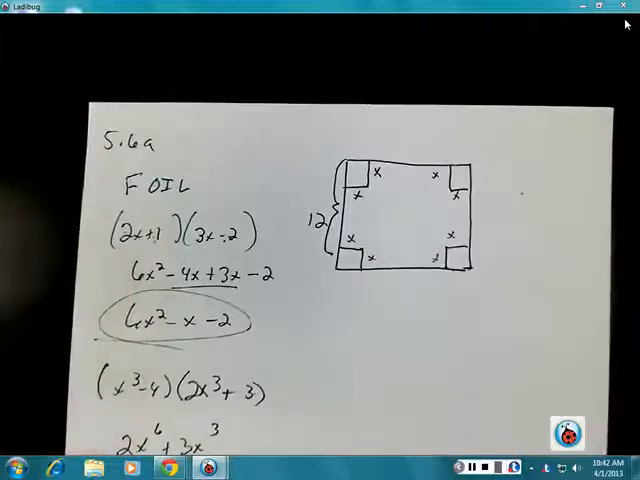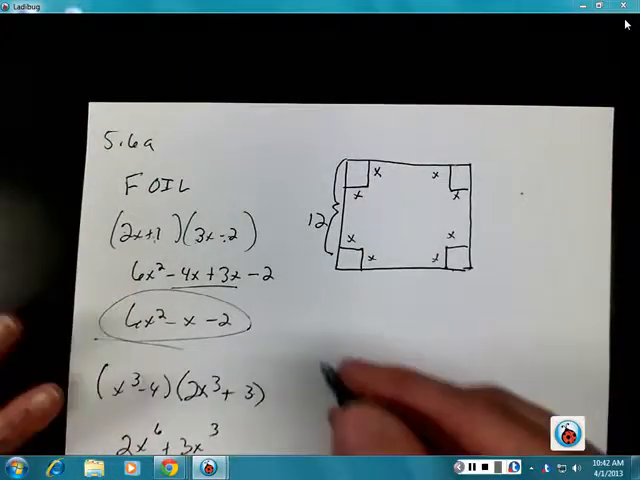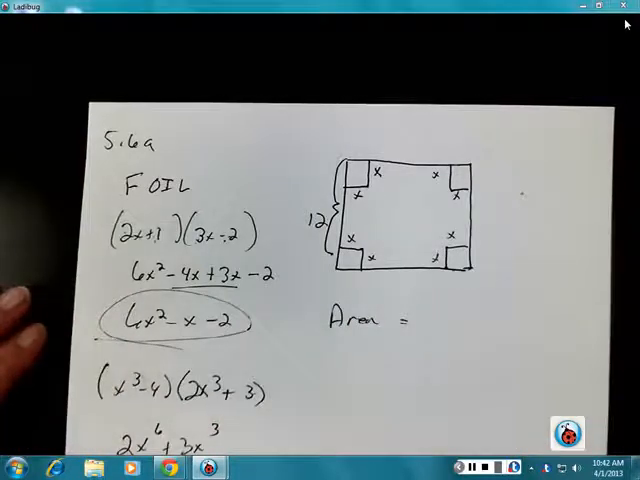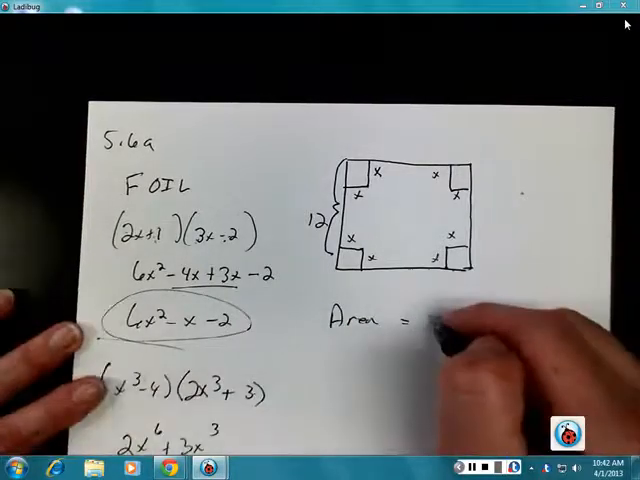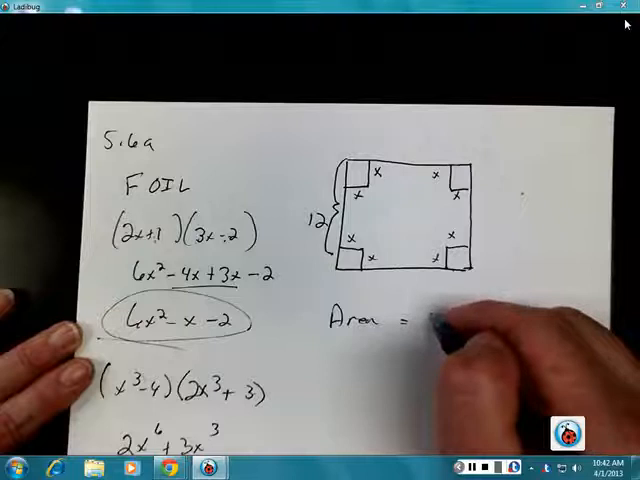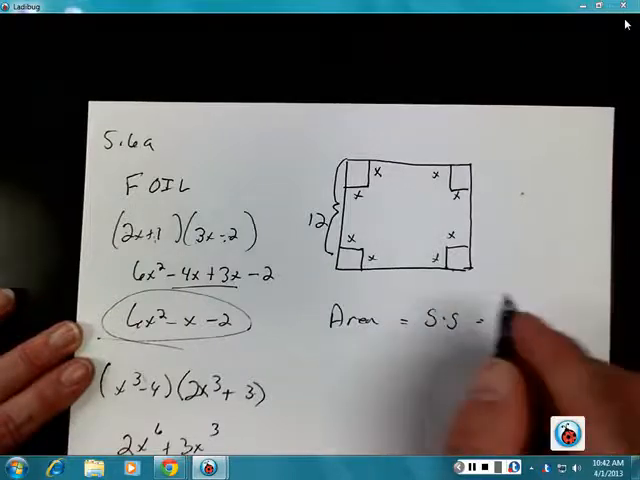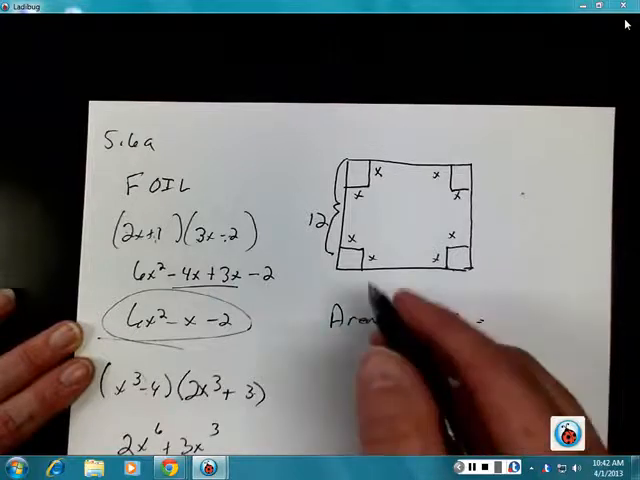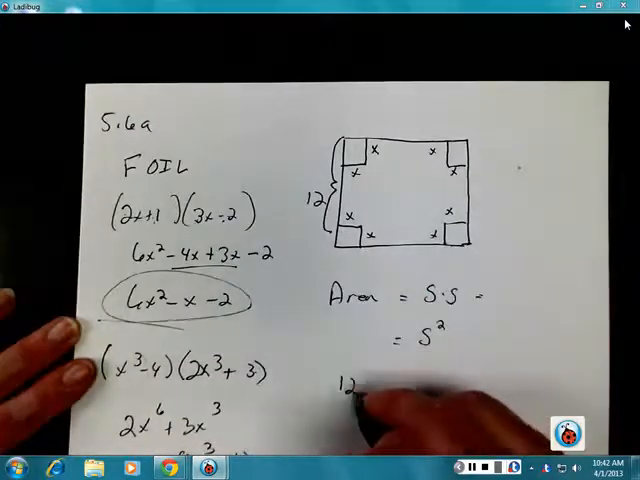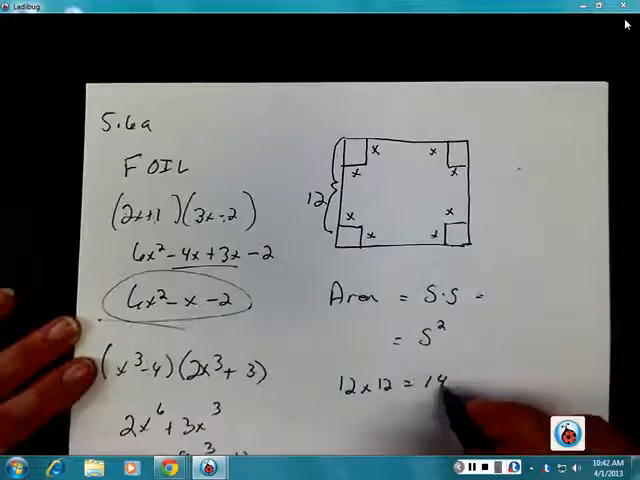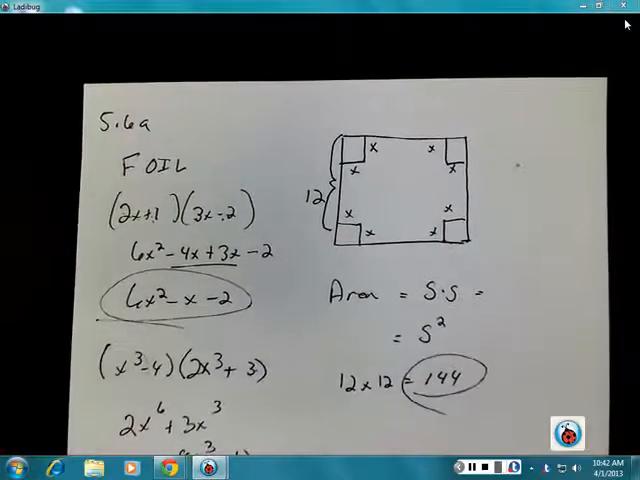So now we want to know the area of a square. So what's the area of a square's formula? 12 times 12, or a side times a side, or you could still get by with length times width, or a side squared. So in this case, I'm going to have 12 times 12, because that's going to be the size of this thing, which is 144.